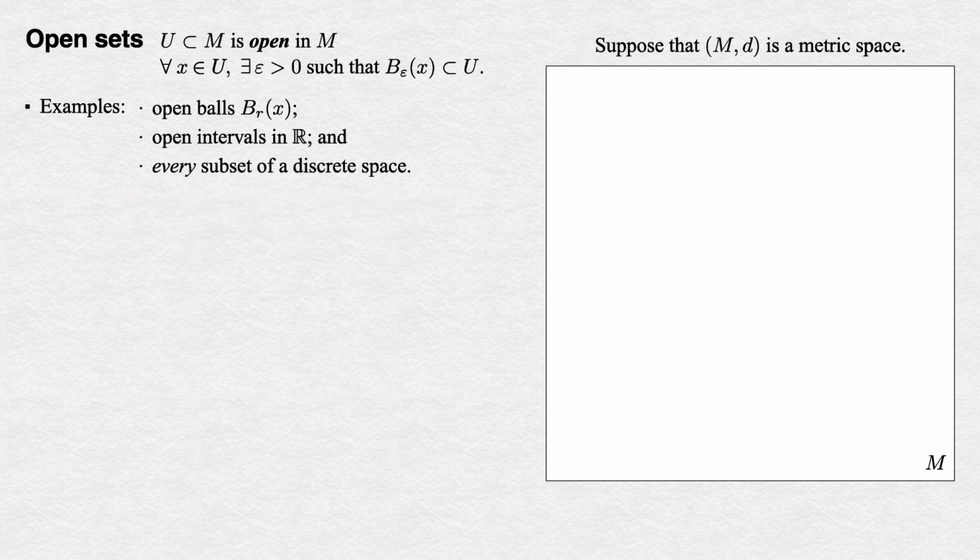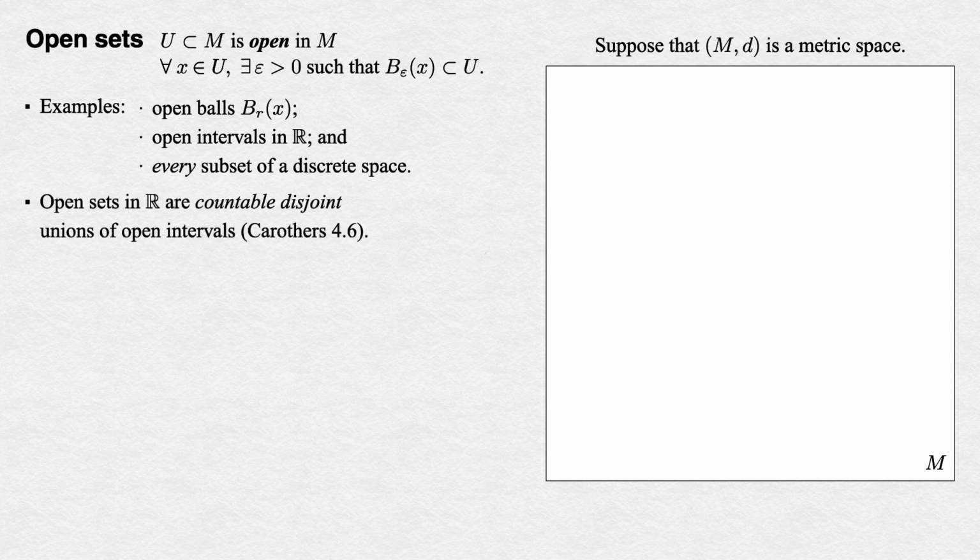Since we've mentioned the real line, and this is real analysis, it's worth noting that we can give a complete description of what open sets in the real line look like. Every open set in the real line is a countable disjoint union of open intervals. Carothers proves this as theorem 4.6.